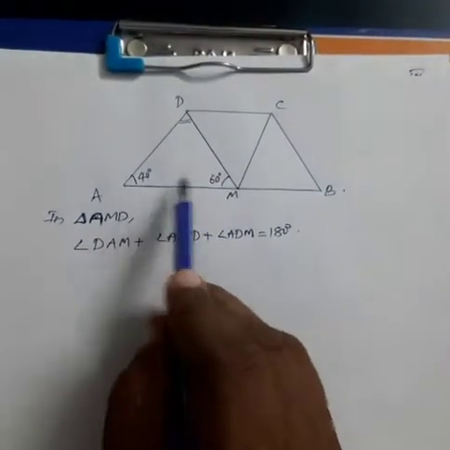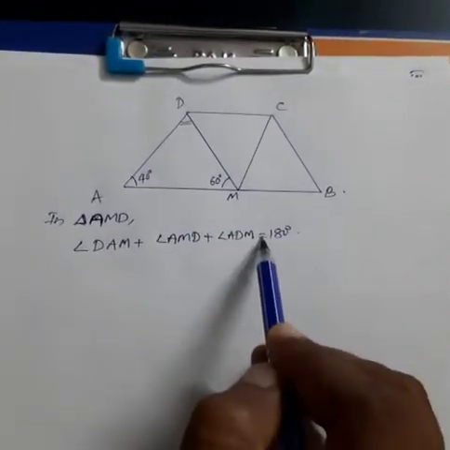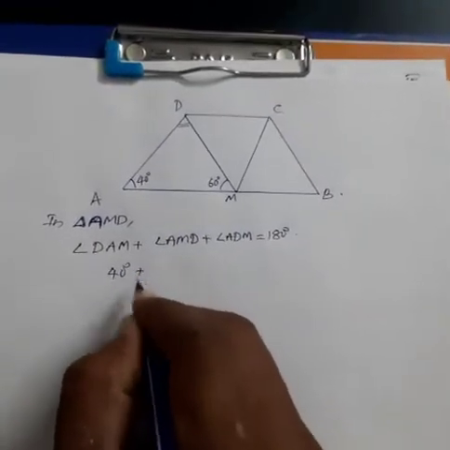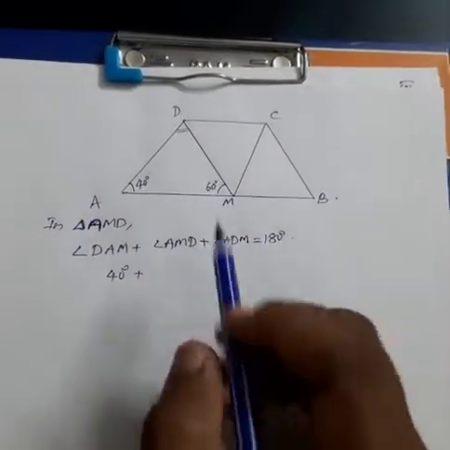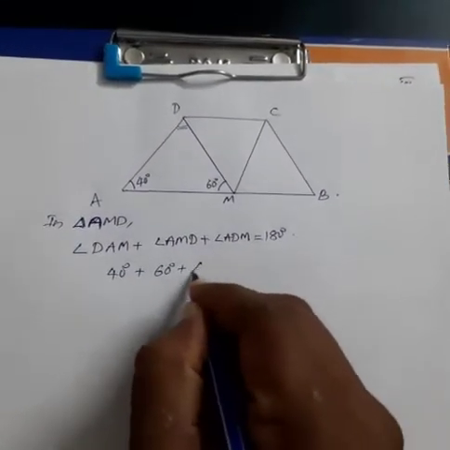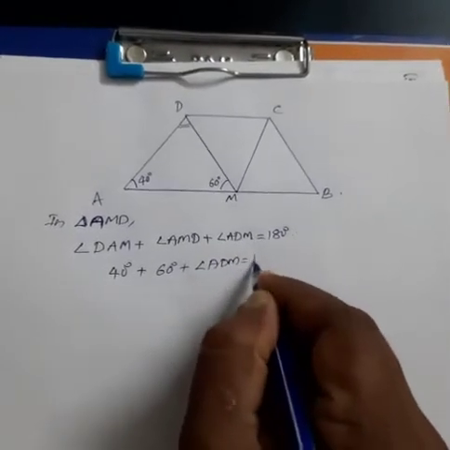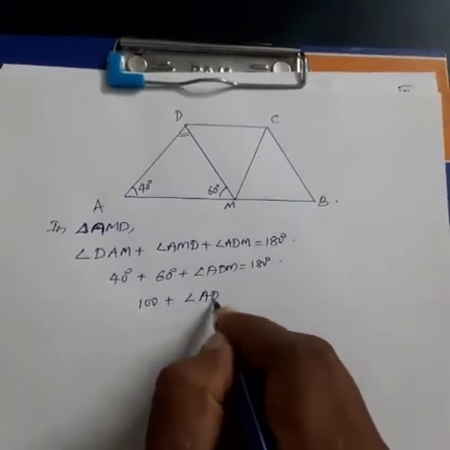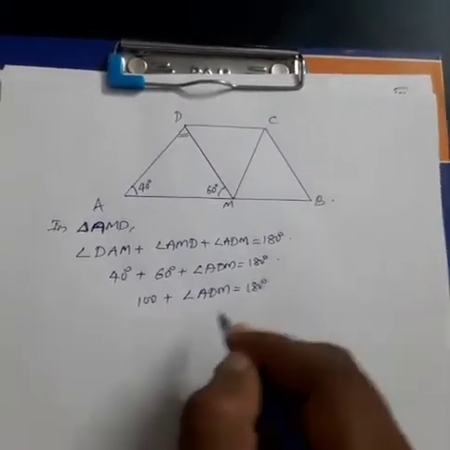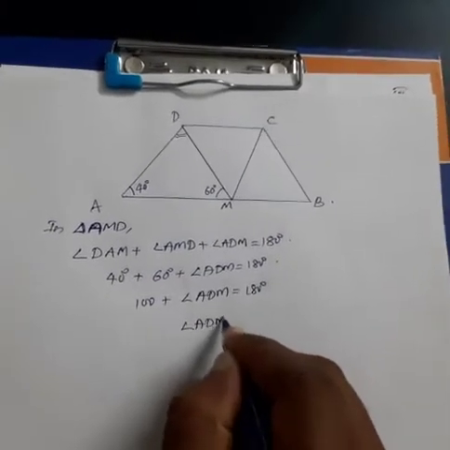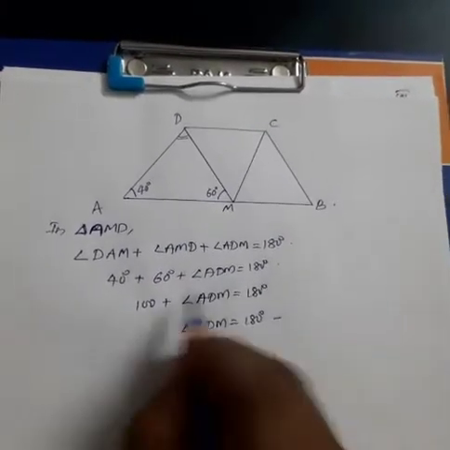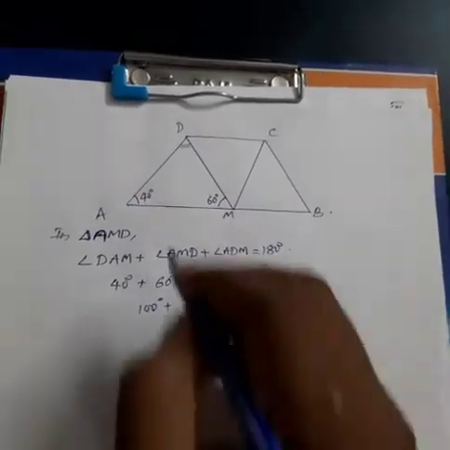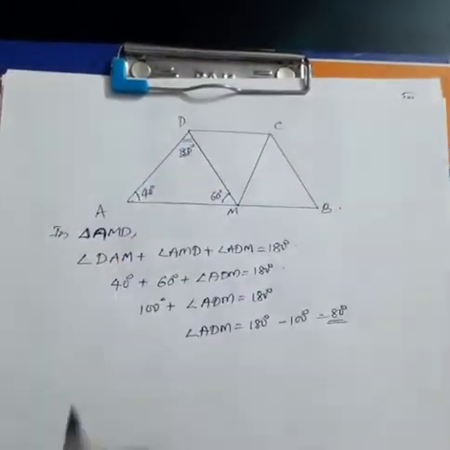So the sum of these three angles is 180, and DAM, that is 40 degrees, plus AMD is equal to 60 degrees, plus angle ADM is equal to 180. So it is 100 plus angle ADM equal to 180, and angle ADM is equal to 180 degrees minus 100 degrees. So we got 80 degrees. So this angle is 80.